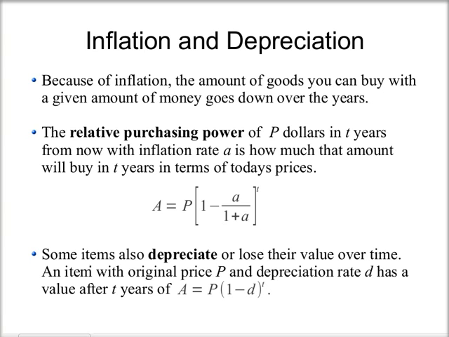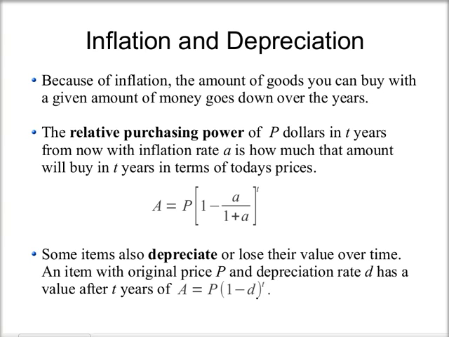Some items also depreciate, or lose their value over time. An item with original price P and a depreciation rate D has a value after T years of A equal to P times (1 minus D) to the power of T. And again, this is very similar to the compound interest formula. I've just got a minus D here because value is going down, so I'm subtracting instead of adding interest.